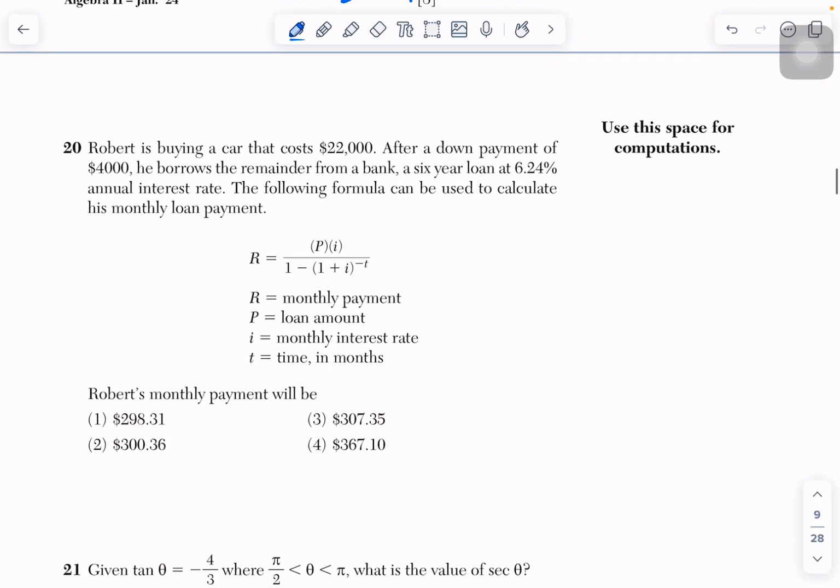All right, 20. There's a couple of things that happen here because they don't give you the values that are in the question. You have to do something to find the values that we're going to plug in here. So let's go through this.